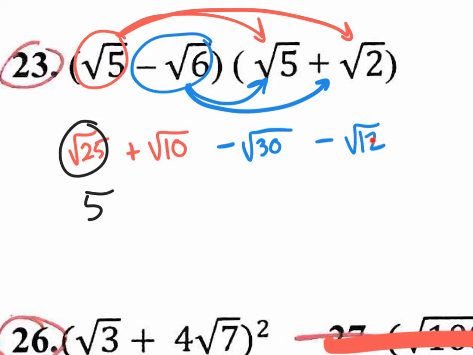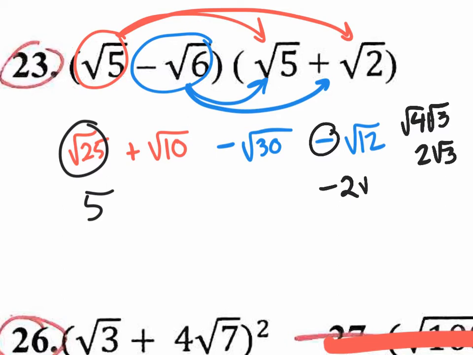Negative. Yeah, this one could be rewritten. So yeah, 12 could be rewritten as 4 times 3. That way when you split the root, you'll have 2 square root of 3, and it will have a negative sign right in front of it. So negative 2 square root of 3. But I believe that's all you could do.